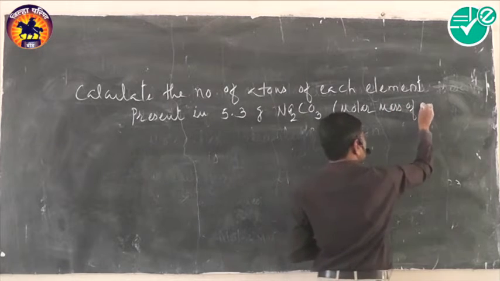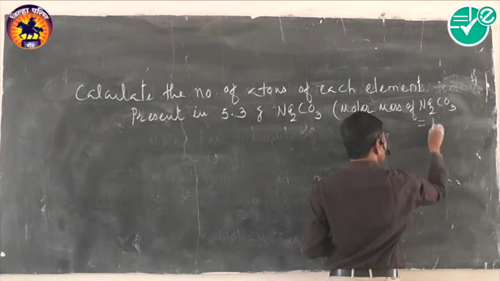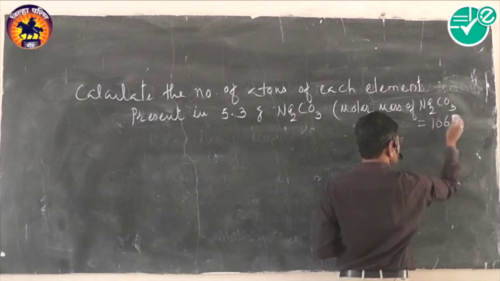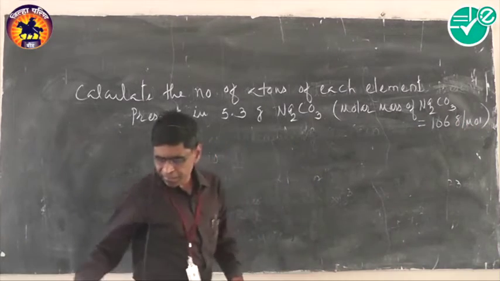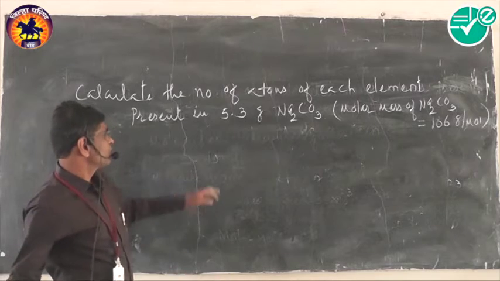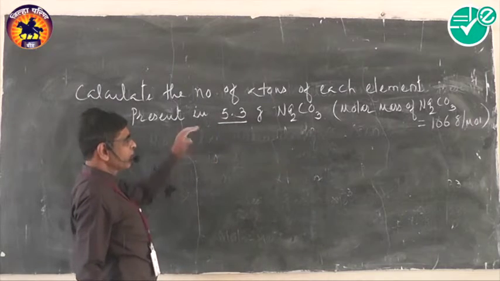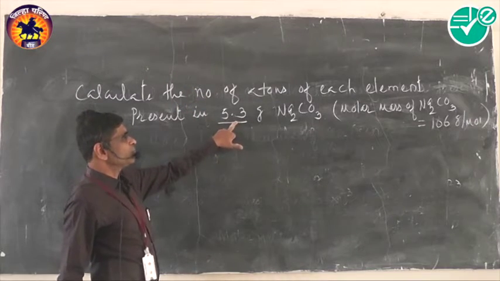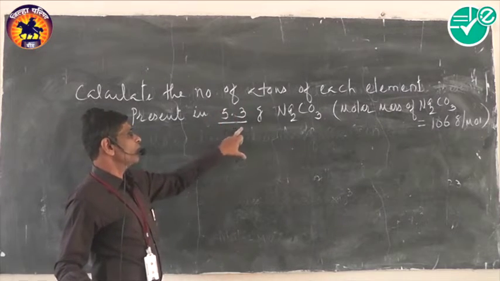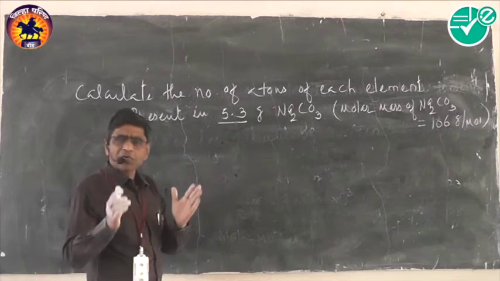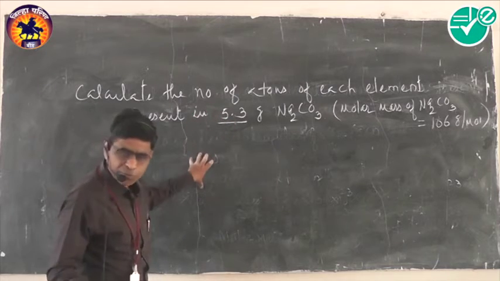Molar mass of sodium carbonate, Na2CO3, is equal to 106 gram per mole. Now we have to calculate the number of each atoms present in 5.3 gram sodium carbonate. To do that, first we have to calculate the number of molecules, and to calculate the number of molecules of sodium carbonate, we again have to calculate the number of moles of sodium carbonate.